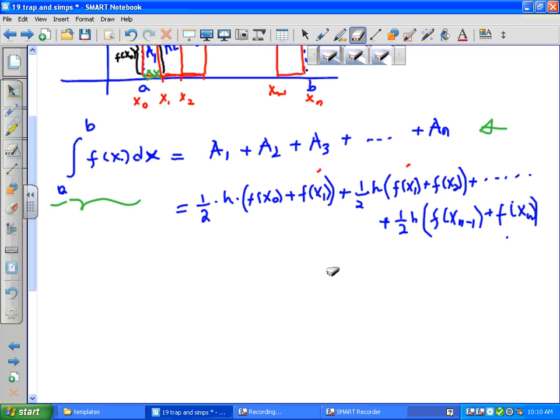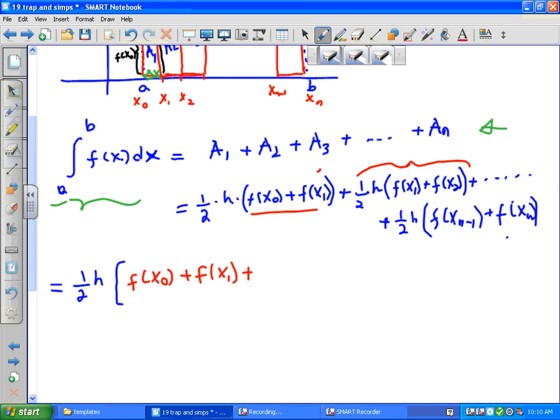Okay, so take out a 1/2 h out of everything. Take out a 1/2 h. So then you would have, from the first quantity, f of x sub 0 plus f of x sub 1. Okay, what would you have from the second quantity? If you took 1/2 h out of this one, what would you be left with? Exactly. And let's just put dot, dot, dot. And the last two are going to be these.